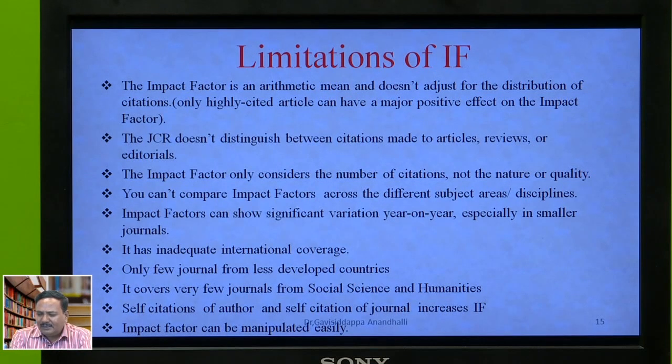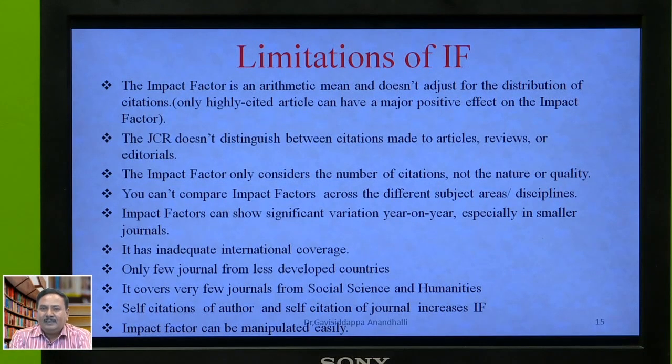The impact factor can show significant variation year on year, especially in smaller journals. This year the Nature journal may receive an impact factor of more than 40. Next year it may receive 20, and the year after it may receive 60. That doesn't mean the journal is going to be diluted or its quality degraded.